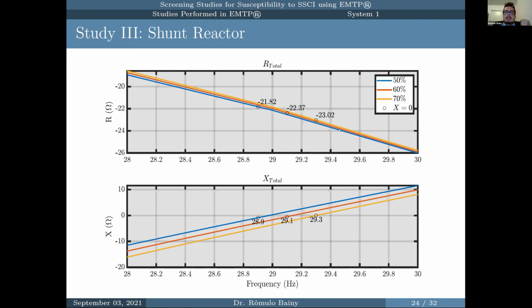So a variation of 20% here was an increase of 1.2 ohms, which is less than 5% of our resistance. And if we check the X total here, we can also see that the variation was less than a hertz. So the conclusion of this study is that the variation of our shunt reactor banks just produces a slight change of our frequency. So it's not a factor that is going to play a major role in these types of studies.